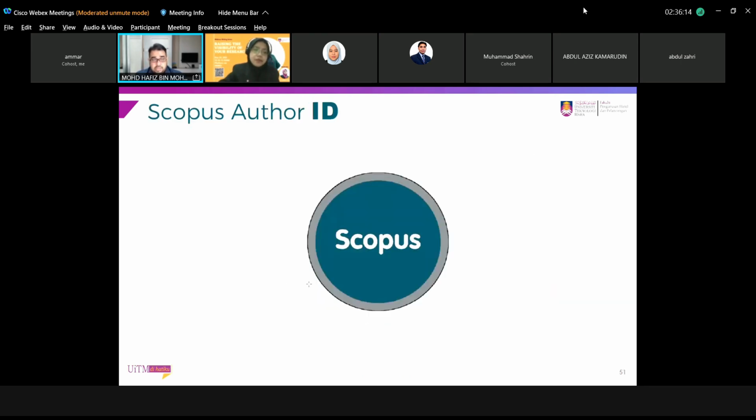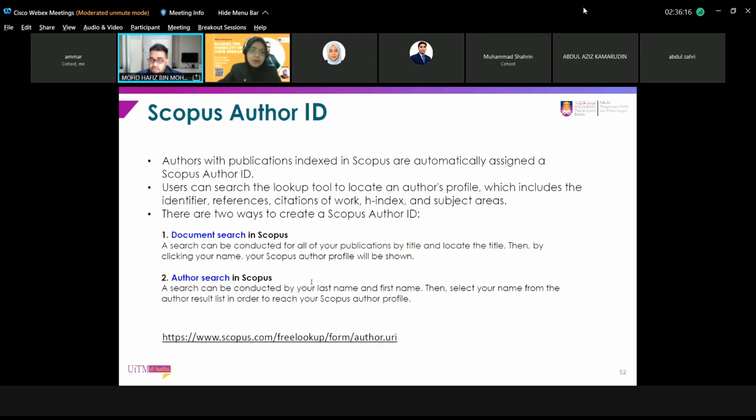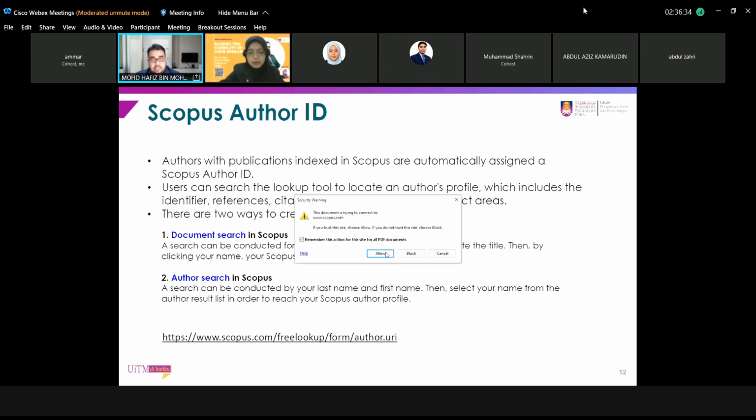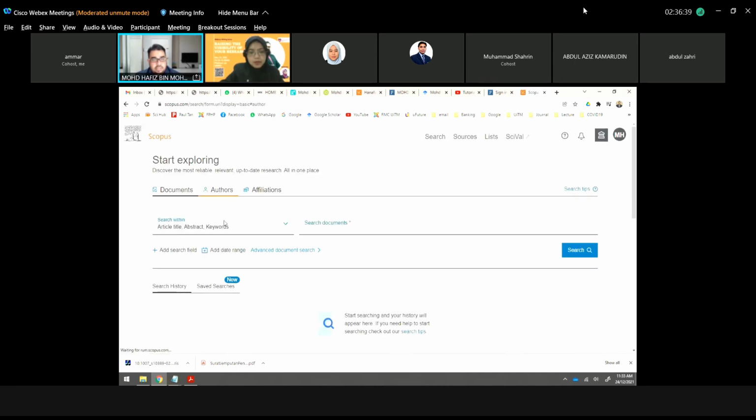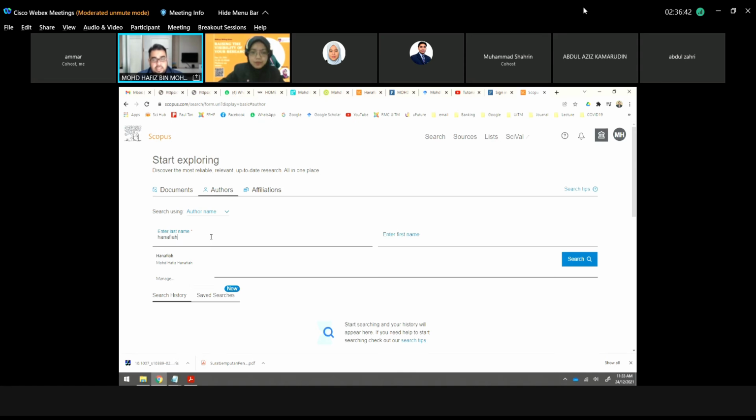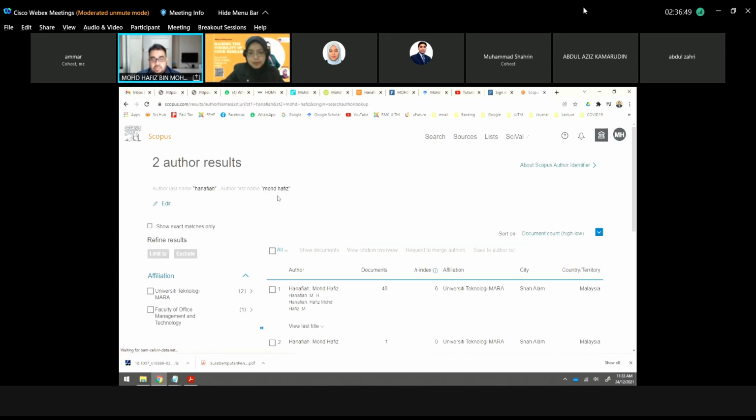Last but not least is Scopus. As I mentioned, Scopus will create your profile by itself. You cannot create it. But they say there are two ways to create a Scopus Author ID: document search in Scopus or author search in Scopus. So if you look here, this is Scopus. You can search for an author, by last name. Search and it will show, you can see I have two.